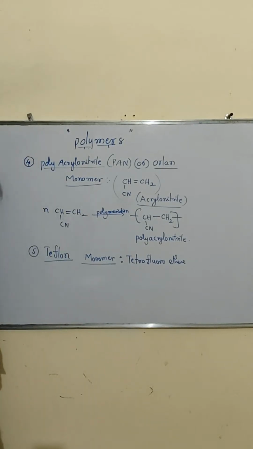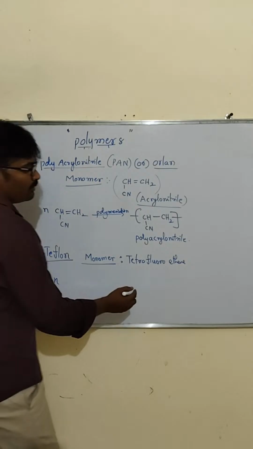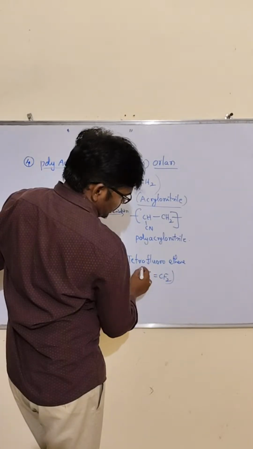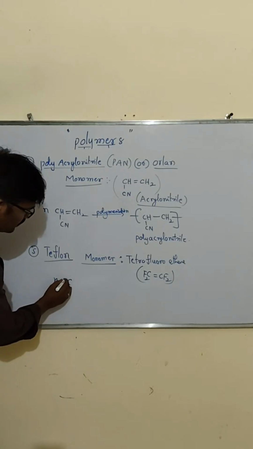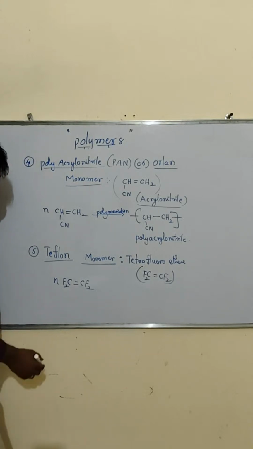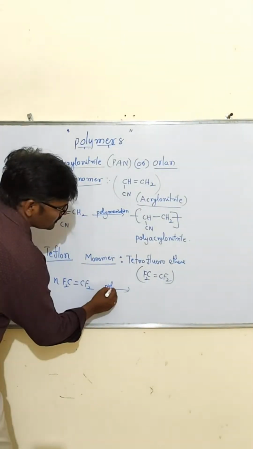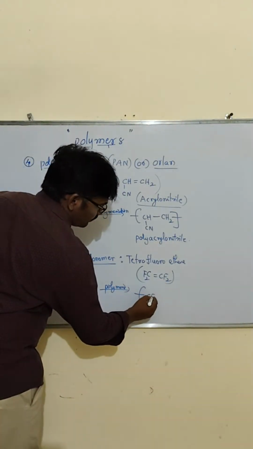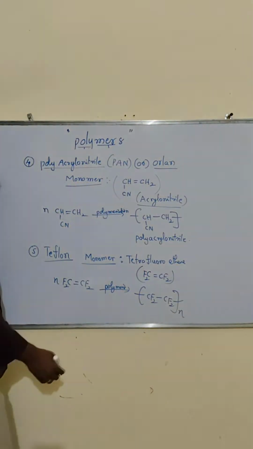Look at my dear students, how Teflon is formed. Tetrafluoroethene is CF2=CF2. It is also an ethene derivative only. When polymerization takes place, -CF2-CF2- is formed, with n as the subscript. This we call Teflon.